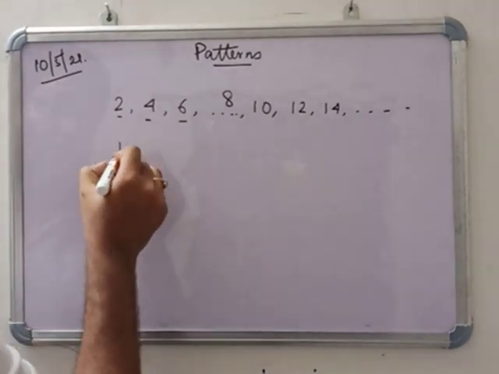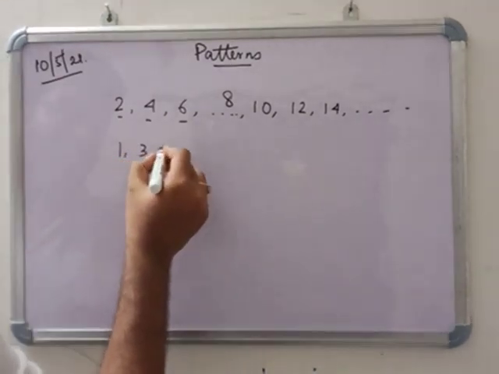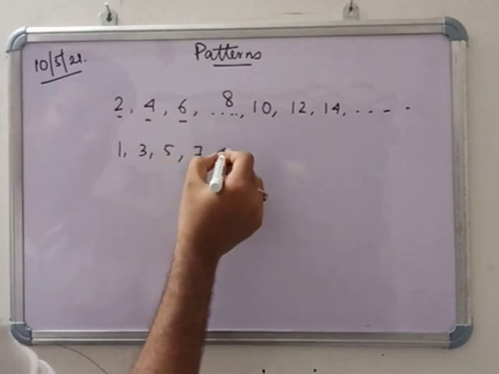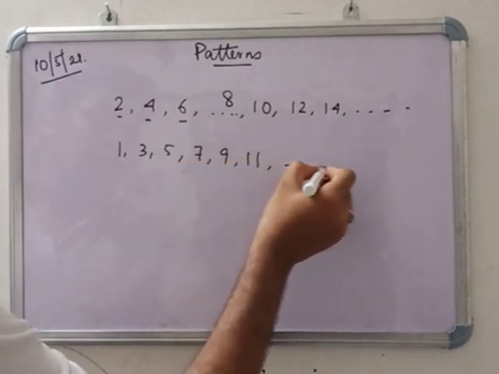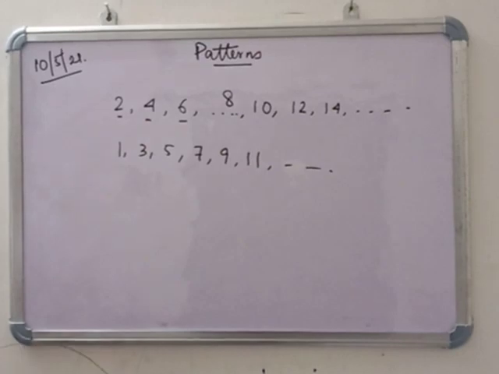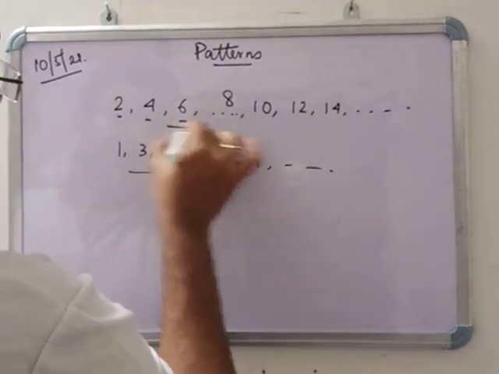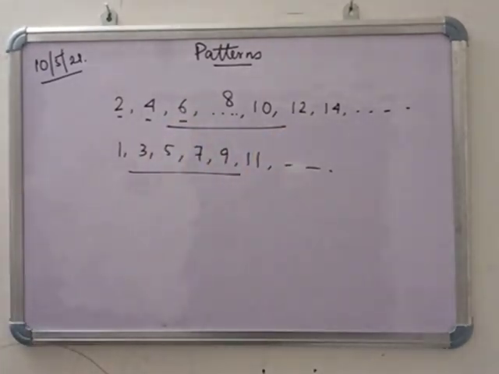Similarly, you can say that 1, 3, 5, 7, 9, 11 are the odd numbers. That means they are in a pattern. Okay, so these are the patterns. We have to recognize and extend the pattern like that. So in addition, subtraction, all things are there.